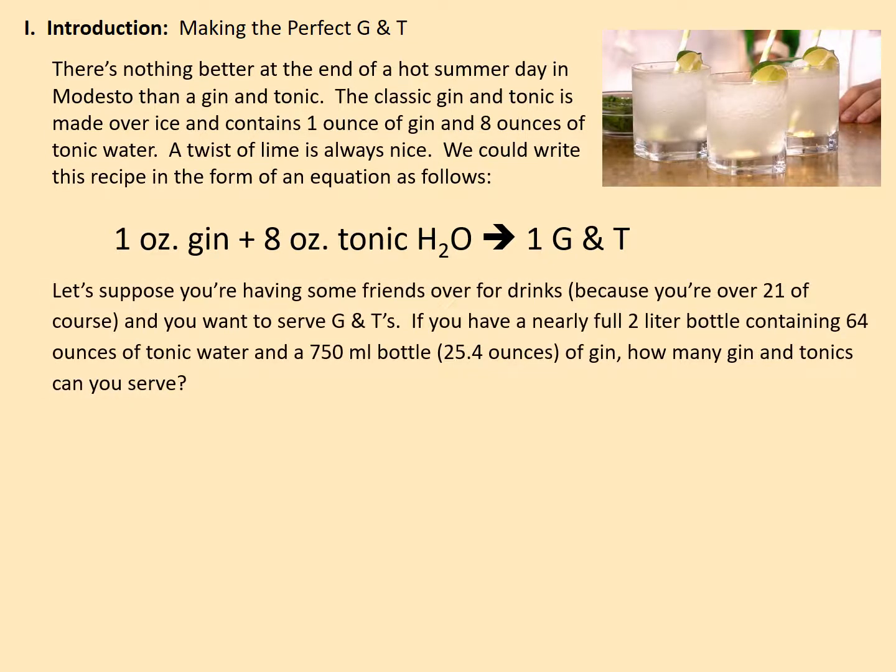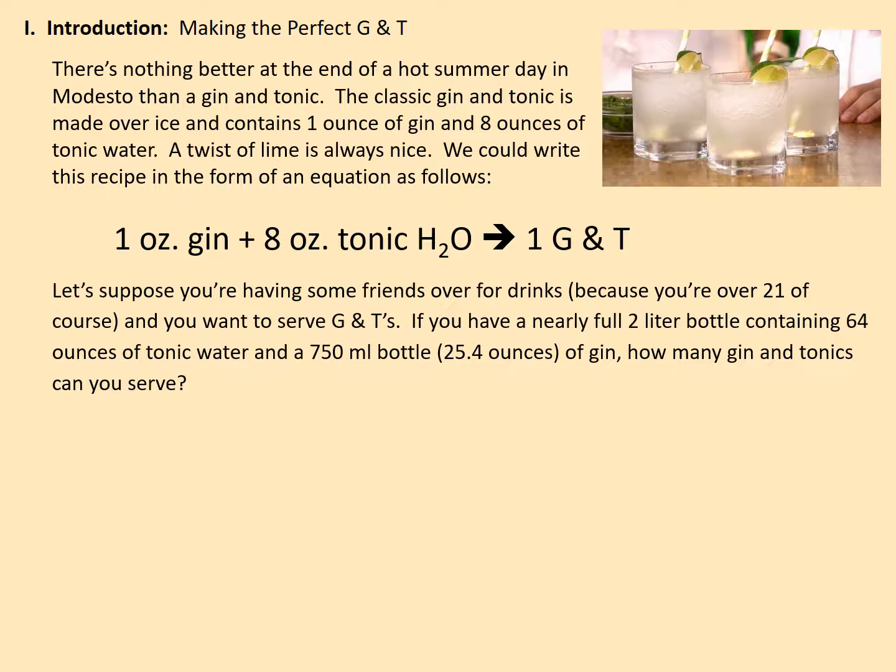Now let's suppose you're having some friends over for drinks, because you're over 21 of course, and you want to serve gin and tonics. If you have a nearly full 2-liter bottle containing 64 ounces of tonic water and a 750 milliliter bottle of gin, which converted into ounces is equal to 25.4 ounces of gin, how many gin and tonics can you actually serve at this gathering?